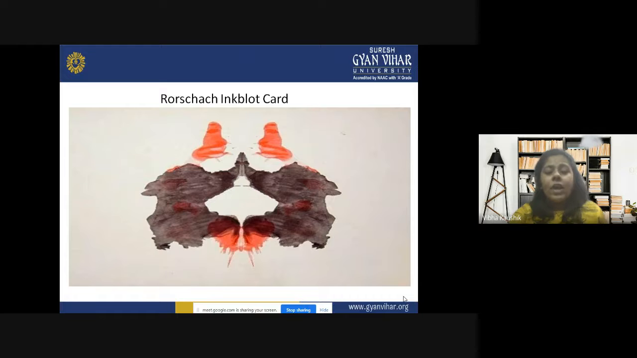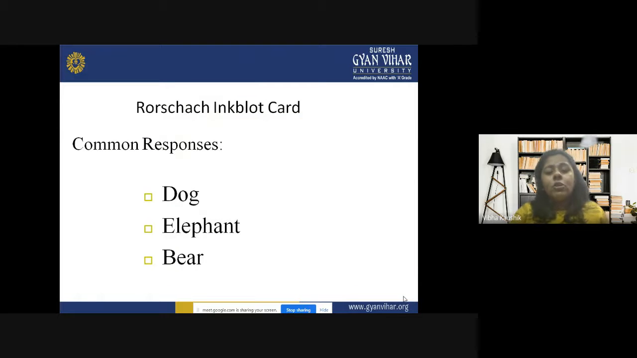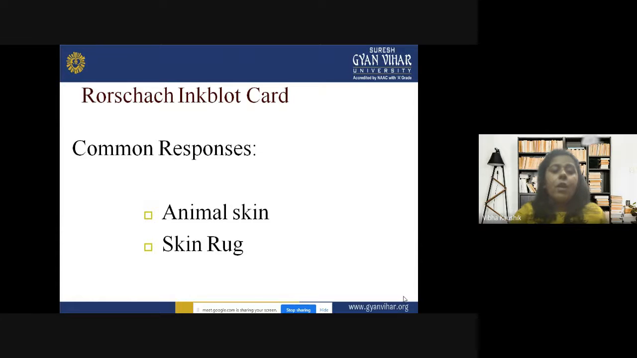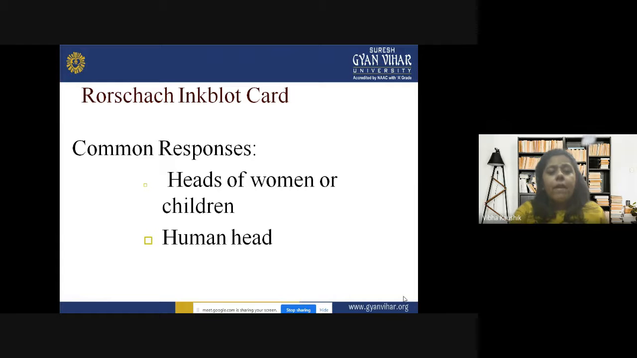Now, Rorschach ink blot card, this is again a second ink blot card. When that card was administered, these were the common responses which we got. People say that it is an image of a dog, some say it's an image of an elephant, and some say it's an image of a bear. Other common responses: animal skin, rug. Some say that these pictures depict the hats of women or children. Human hat.